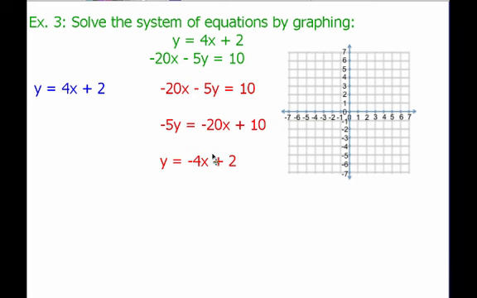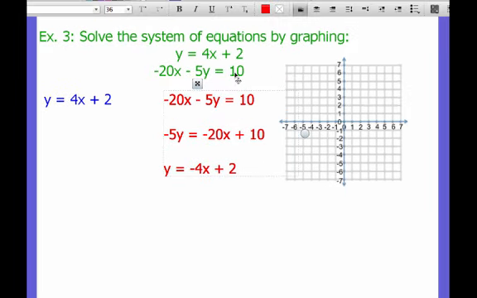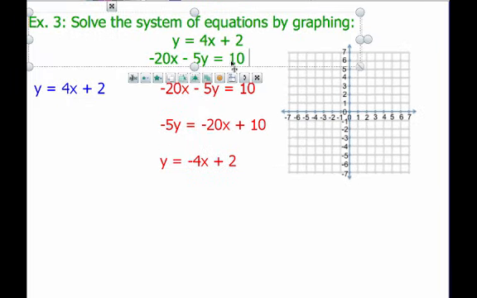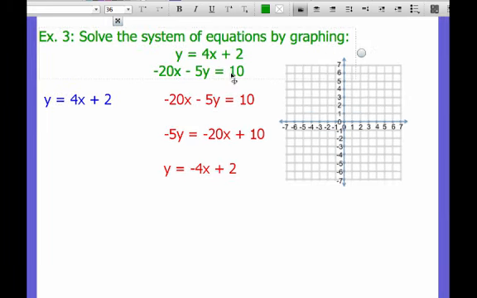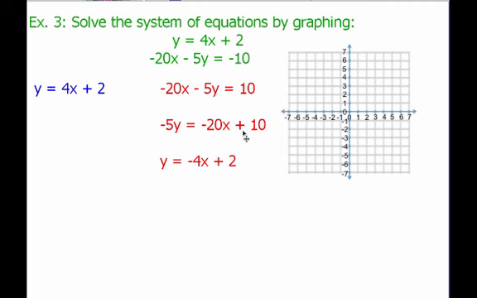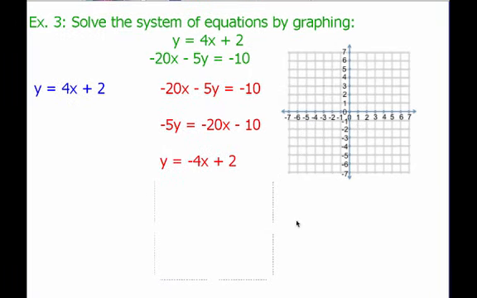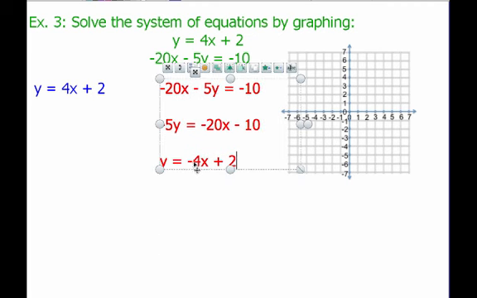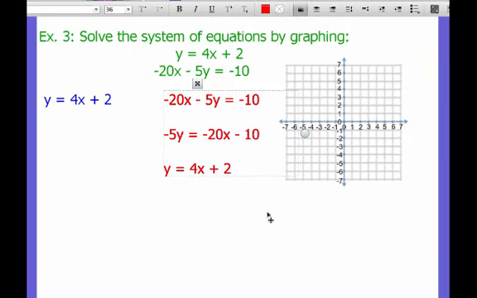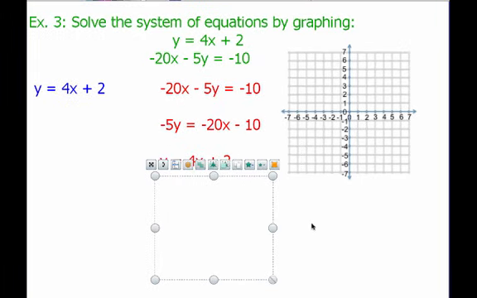Oh, got a problem here. Now you're going to see how Mr. Harrington comes up with problems and how he can sometimes mess them up. This should be a minus 10. Okay, which makes this, if I divide by negative 5, negative 4x plus 2. No, positive 4x plus 2. Man, I am off on this one today. So positive 4x plus 2.